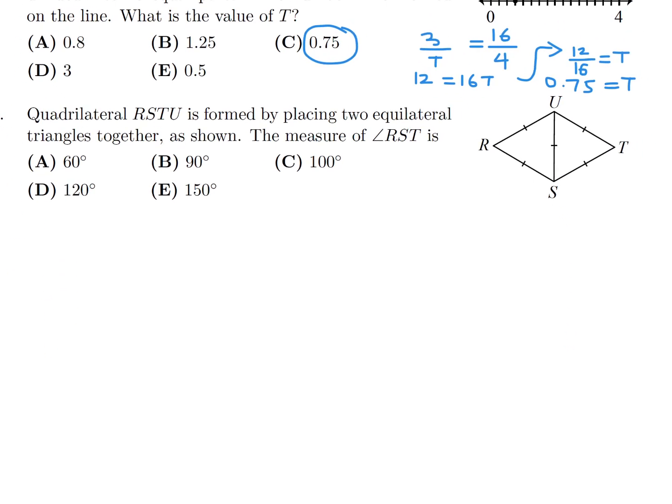Quadrilateral RSTU is formed by placing 2 equilateral triangles together as shown. The measure of angle RST. Okay. Well, since these are equilateral, these are all 60 degrees. These angles in there, all 60. Like that. So they want RST. RST is this angle all the way from there to there. So angle RST looks to me like 2 times 60, which is 120. So that would be choice D.